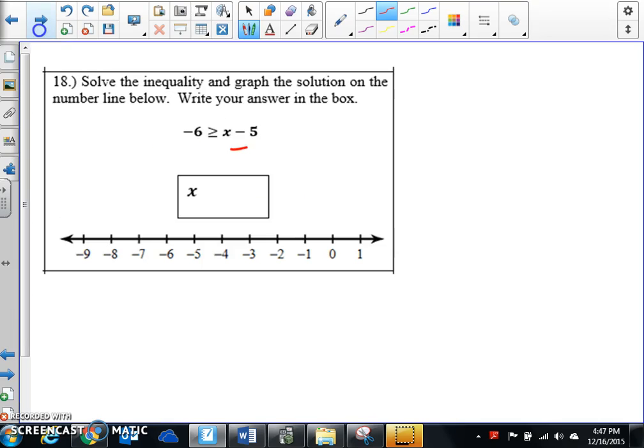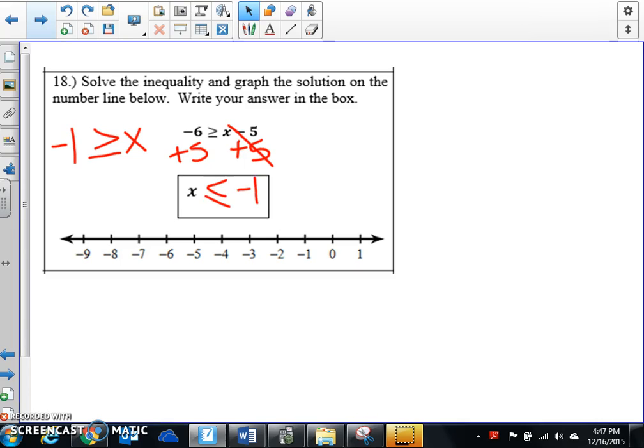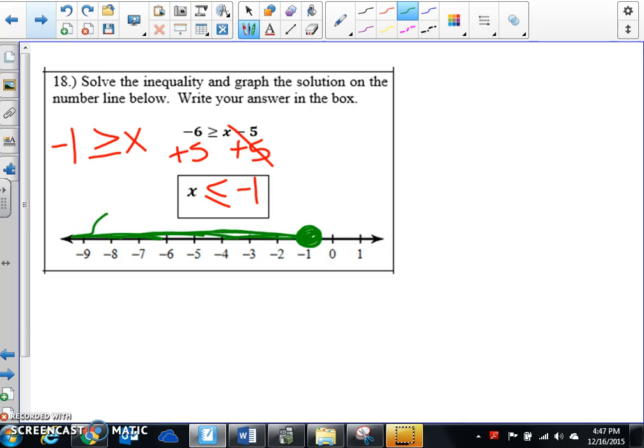Okay, here I add 5. So I get to keep my inequality. -6 plus 5 is -1, and then I need to flip it. So here's -1. He's eating the -1. It's got that equal to under there, so it's a closed circle at -1, and then since the variable's on the left, I can follow the arrow.